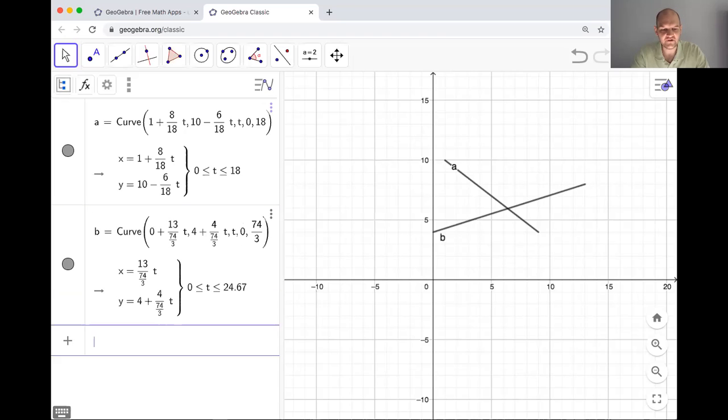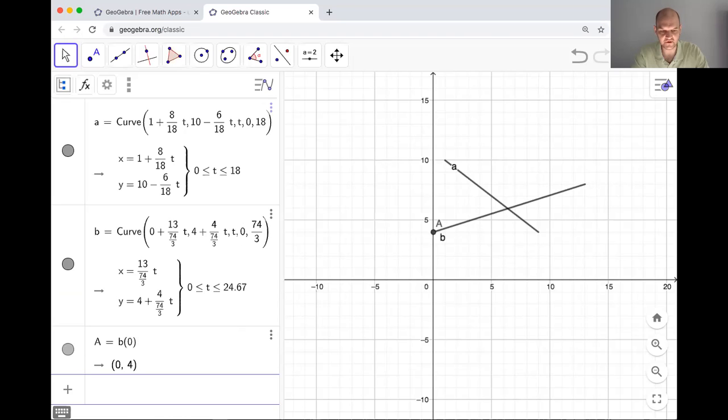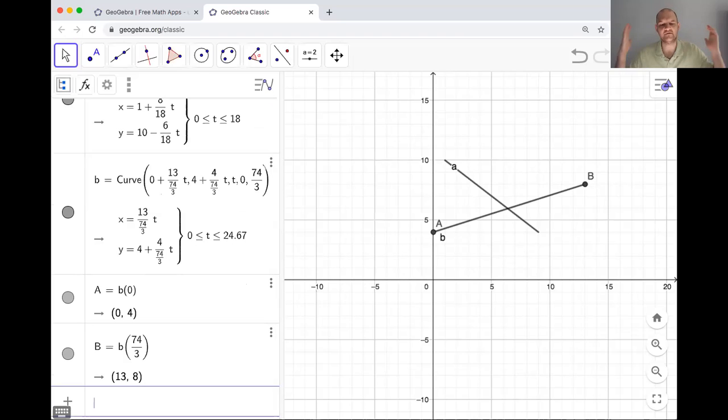Okay, let's see. If I do b of 0, it should give me 0, 4, which should be the starting point. If I do b of 74 over 3, it should give me 13, 8. Yes. Okay, so this is working.